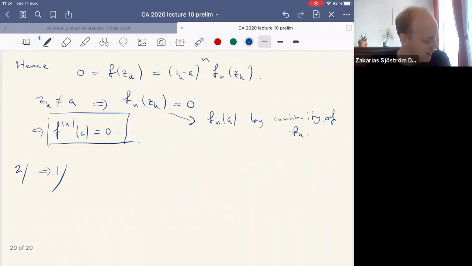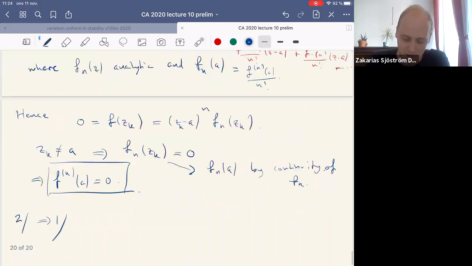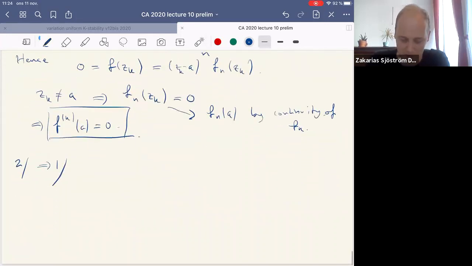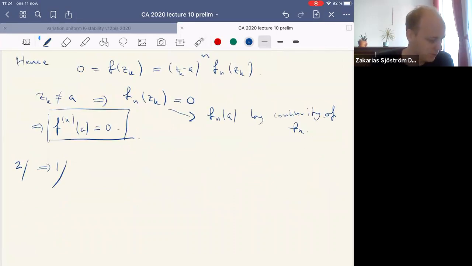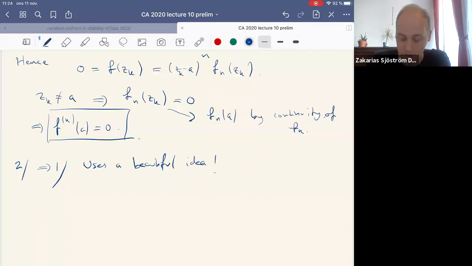So then, okay, so I said it was beautiful. So the first part maybe wasn't so beautiful. It was just standard. But this 2 implies 1 uses a beautiful idea, worth writing down. That's a very classical idea at the same time.